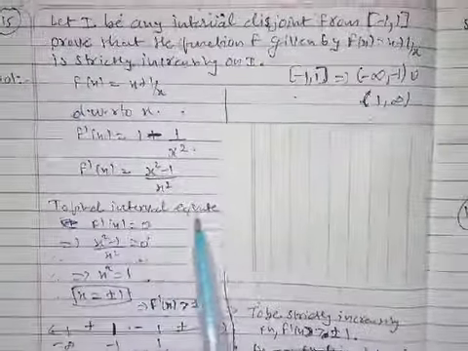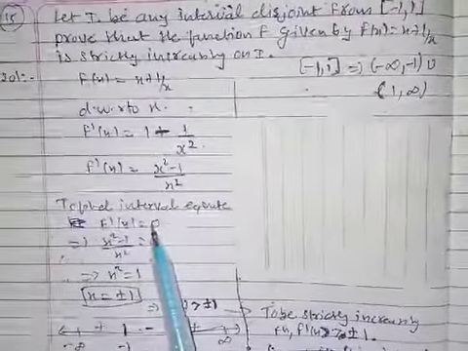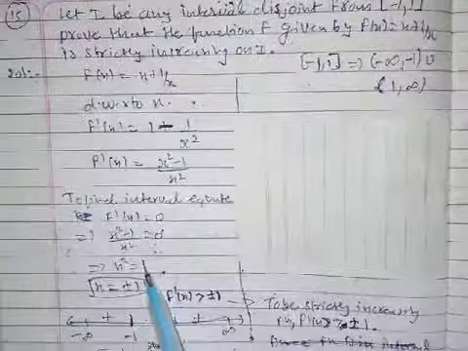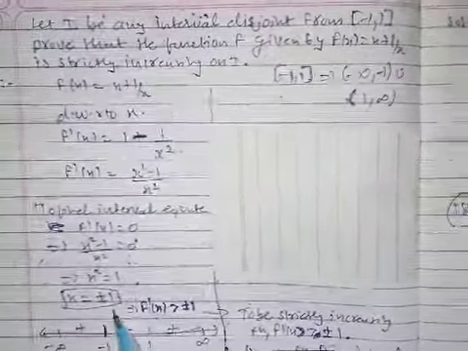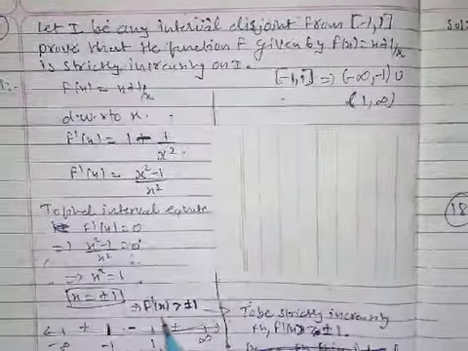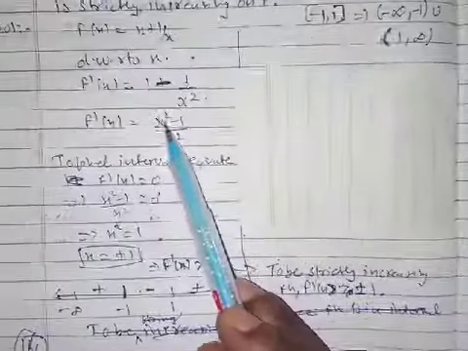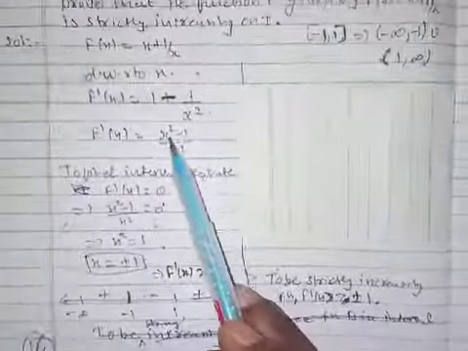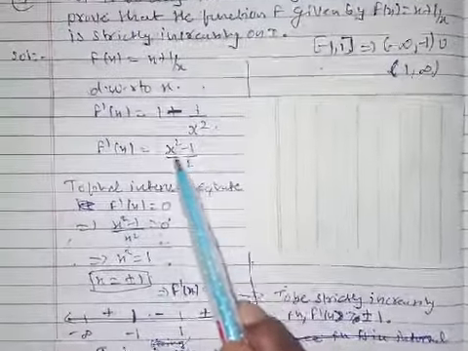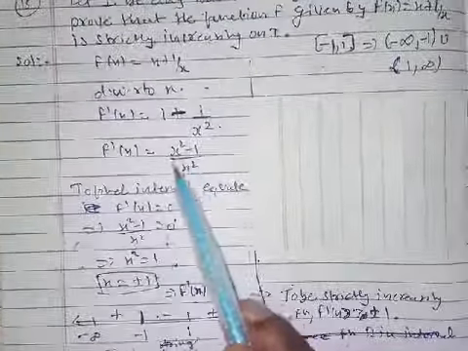Then to find the interval, equate it to 0. So f dash of x is equal to 0, which means x square is equal to 1. So x is equal to plus minus 1. Other than these values, how will we check? Suppose you substitute 1 here, 1 minus 1 becomes 0. Substitute minus 1, again it becomes 0.